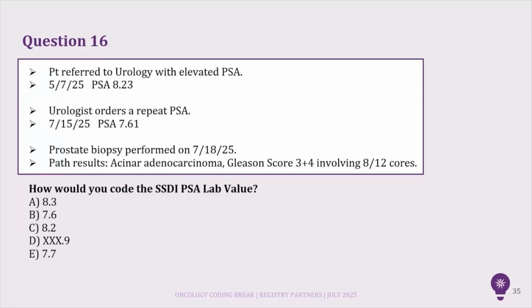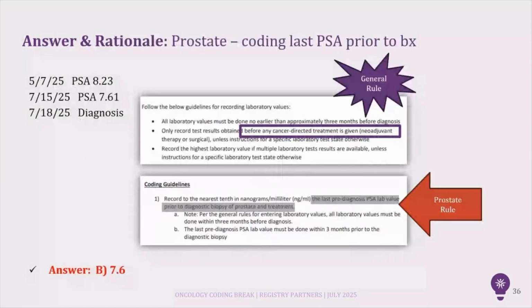The majority say 7.6, which is correct. So the general rule does tell us to code the highest when there's more than one. However, we need to make sure that we go to the prostate rules. The prostate rules give us specific instructions to record the last pre-diagnosis PSA prior to the biopsy. So even though the first PSA was higher, 8.23, we need to code the 7.6 because it was the last one before diagnosis. Also remember your lab values need to be within 3 months, which both of these were. So that's not in play here, but it's worth mentioning.